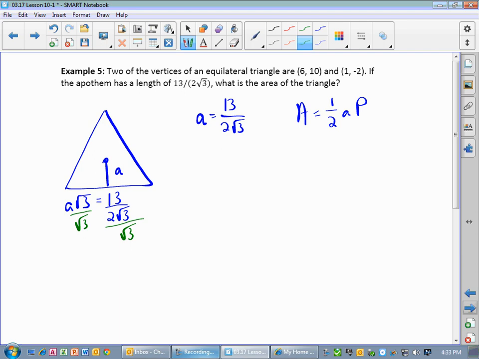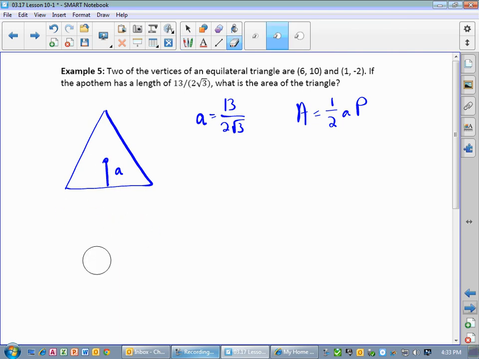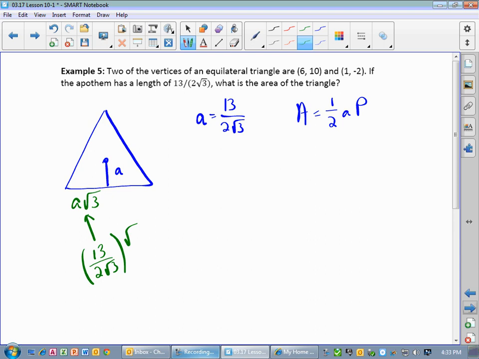And so we have, whoa, whoa, whoa. Back up. I'm sorry, I know what A is, right? I'm not solving for A. A is 13 over 2 root 3. So this is A square root of 3, which means I can actually evaluate this. It's 13 over 2 square root of 3 times the square root of 3. Sorry about that.